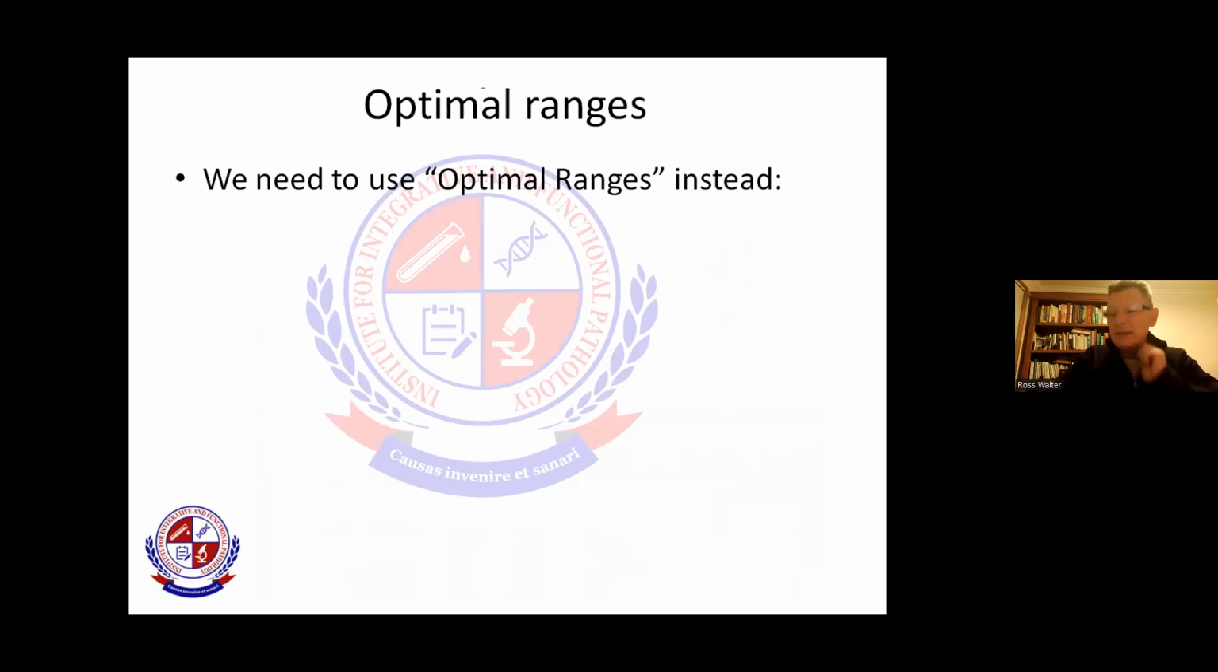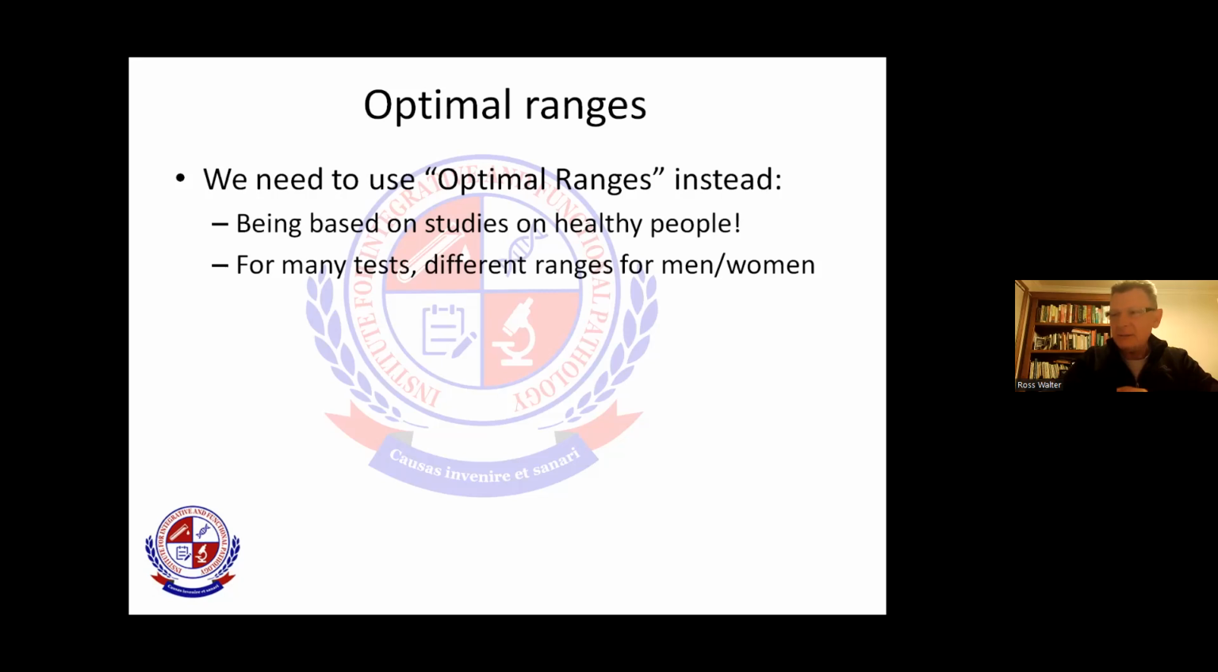So we really need to, as I said before, ignore the reference range. You have to ignore it. It's useless. We need to use what we call the optimal ranges instead. These are based on many of the training courses that I've done, many textbooks on pathology analysis that I've got. And these are based on studies that are done on healthy populations. For many tests, the ranges are different whether for men, for women, for children, for elderly people, for pregnant women, because all of their results are going to be very different. So you need to understand the different ranges for different situations as well.